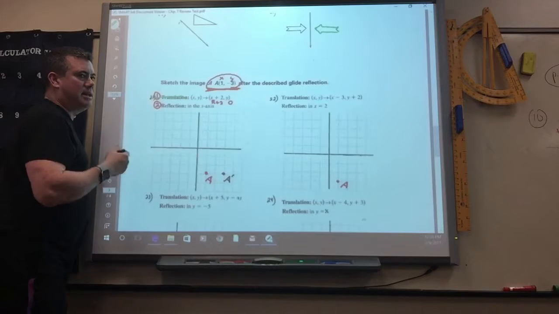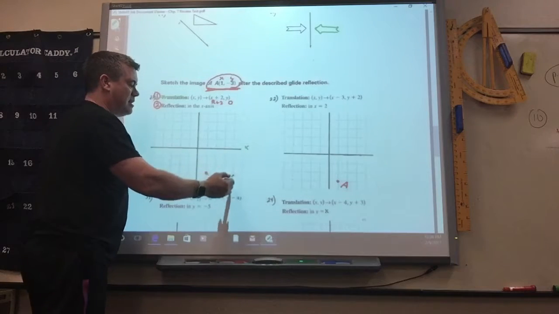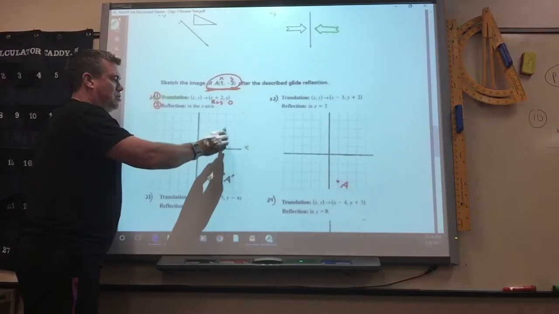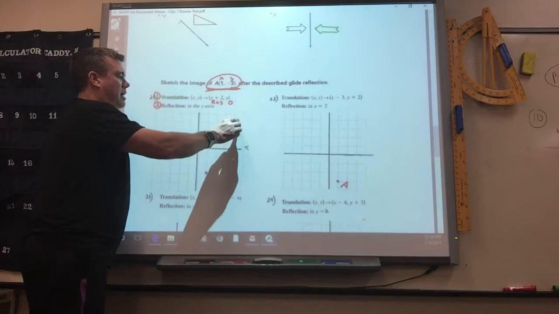Now we have to reflect it in the x-axis. Remember the x is side to side. So it's going to flip up here. It's 3 away, so you go up 1, 2, 3. A double prime.